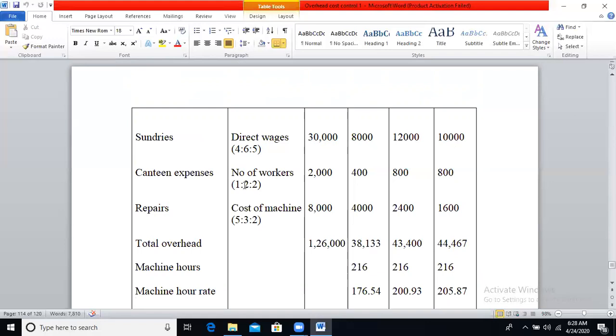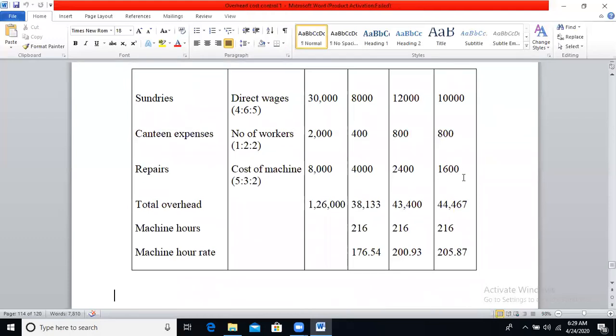The next expenses will be canteen expenses. Number of workers will be considered as a basis. The ratio we have considered here is 1 is to 2 is to 2. The total value of canteen expenses will be 2,000. Add this ratio 1 plus 2 plus 2, you will get 5. For machine X, 2,000 into 1 divided by 5, you will get 400. For machine Y, 2,000 into 2 divided by 5, you will get 800. For machine Z, 2,000 into 2 divided by 5, you will get 800.